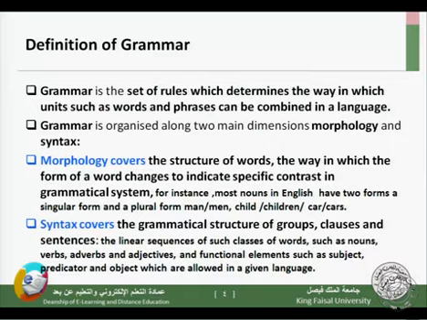You need to know what we mean by a sentence. Sentence is subject, verb, object. The weather is fine is a sentence. I work 7 hours a day is a sentence. All right? So this is what we mean by syntax.